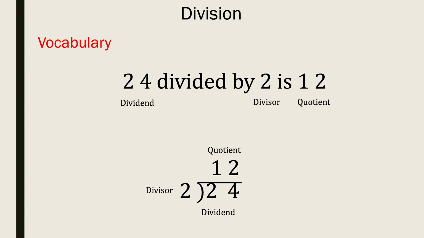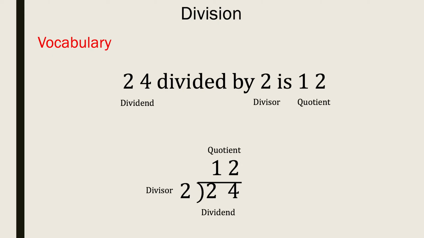Let's talk about the vocabulary. 24 divided by 2 is 12. 24 is the dividend because that's what you're dividing into. 2 is the divisor because that is what you're dividing by. 12 is the quotient because that is the answer.